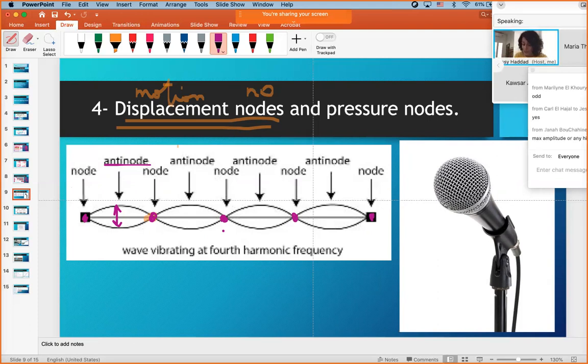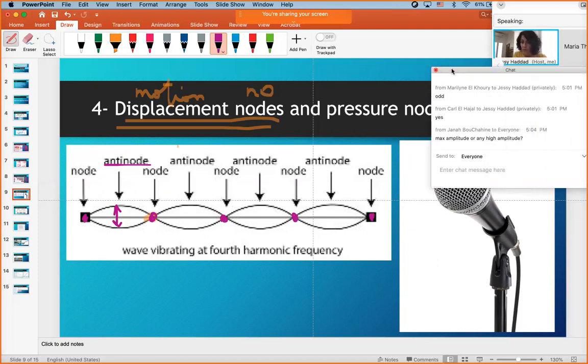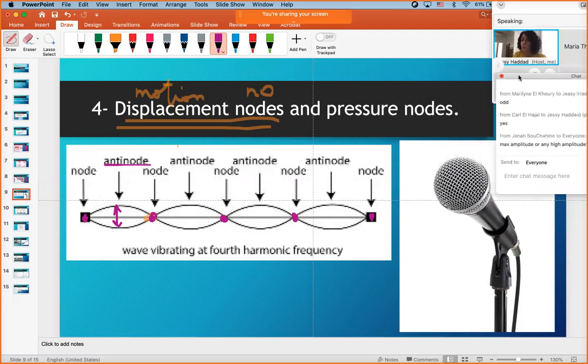The bad news is we're dealing with sound, right? And sound is actually not a transverse wave. No, it has to be maximum amplitude. So Jana, only the maximum amplitude is the antinode. This is not antinode. This is not antinode. Only this one. It has to be like the middle between a node and a node.